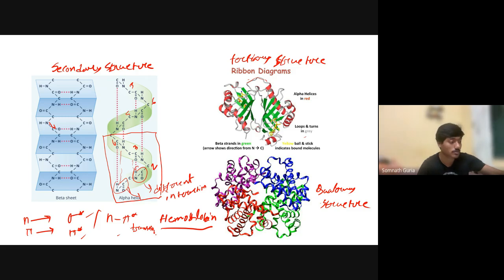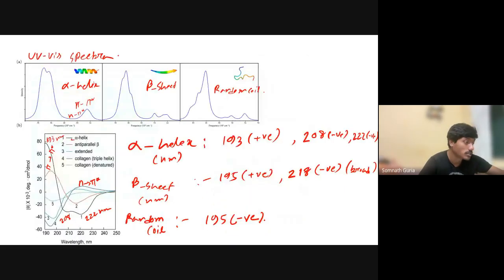So that's why we are finding two different n to pi star transitions in the alpha helix. In the beta sheet, we have only one.